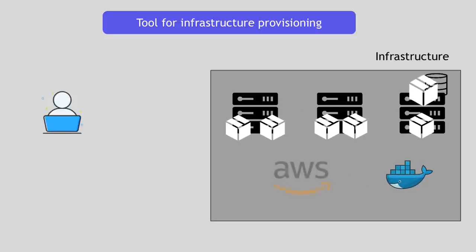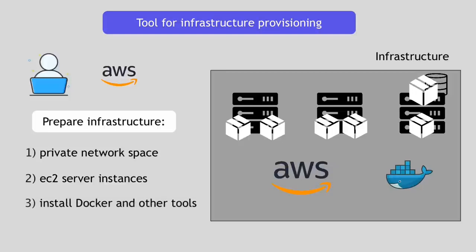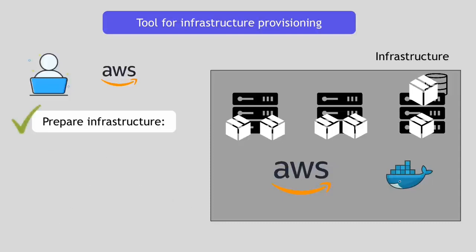You decide to use AWS platform to build your whole infrastructure on. So first step will be to go to AWS and prepare the setup so the applications can be deployed there. This means you create your private network space, you create and deploy EC2 server instances, you install Docker on each one of those, plus any other tools that you might need for your application. You set up security on your servers, like firewalls, you set up network, etc. Once the infrastructure is prepared, you can now deploy your Docker applications or Docker containers on that prepared infrastructure.